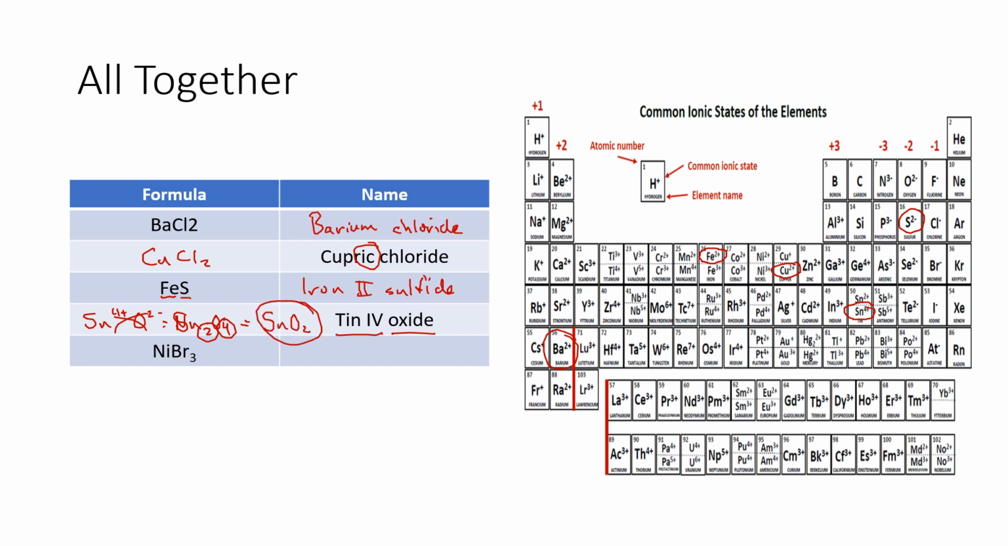Yay! The last one here is nickel and 3 bromines. So you look for your nickel. There's the nickel there. And we've got 3 bromines attached to it. So that means we must be using this nickel 3 ion. So you can say nickel III bromide.